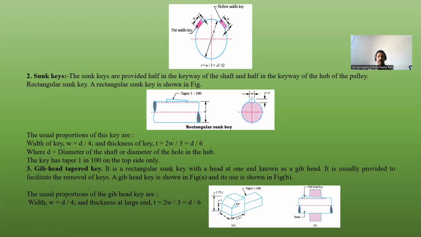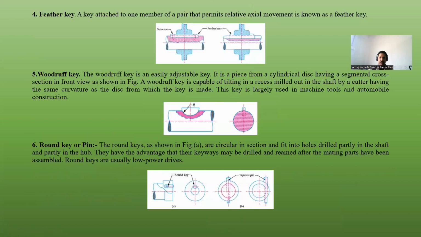That is known as the jib headed tapered key here. In the jib headed key, the key is provided, then the shaft here, and these are the forces acting on the key in the hub and the shaft. The angle is 45 degrees with the rectangular surface of the key, and the height of the key is 1.75 t, and the width of the key is W here, and its dimension is 1.5 t here. Thickness at the larger end is D by 6 that we are taking here. These are the usual proportions of the jib headed key.